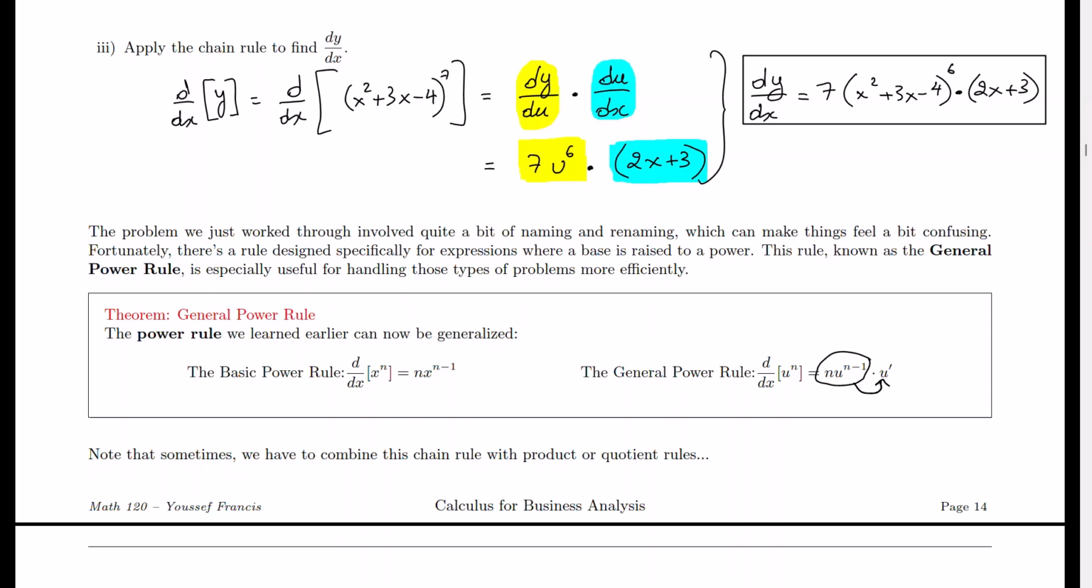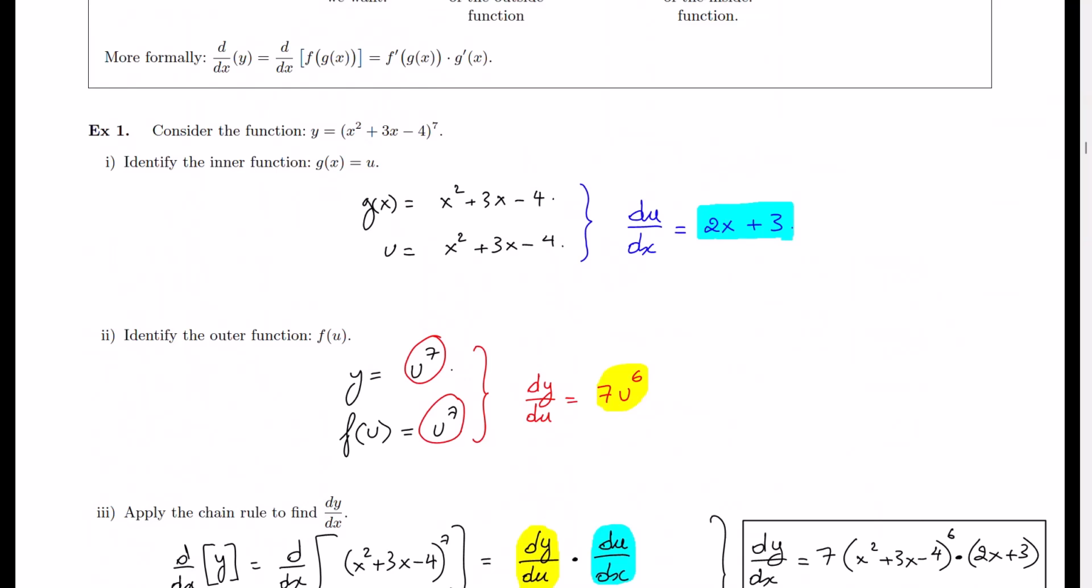Then you find the derivative of the base and you multiply the answers. So if I wanted to do this problem again using the general power rule, I would say, well, wait a second. It looks like I have a certain base raised to the power of 7. So according to the general power rule, I'm supposed to drop the 7 down and subtract 1 from it. And in this moment, leave the base alone.